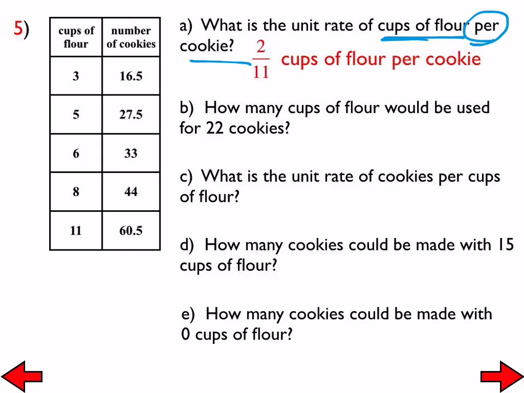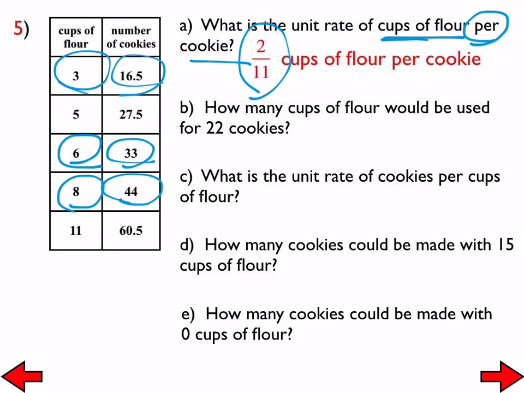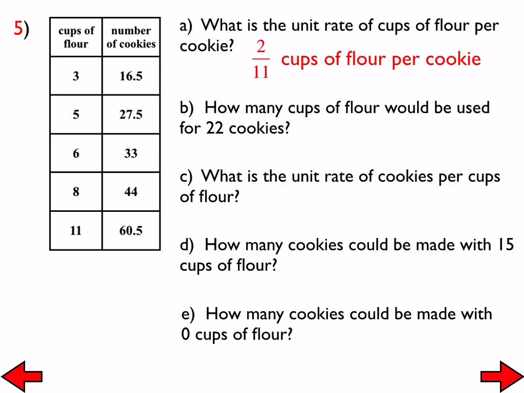So it's this, and I would take one of the ones that doesn't have any decimals involved there. 6 divided by 33 is 2/11. So is 8 divided by 44, and really so is that, and so is this, but hunt for the easiest one. So that's 2/11 of a cup of flour per cookie. All right, now based on that, go ahead and answer part B. How many cups of flour would be used for 22 cookies?